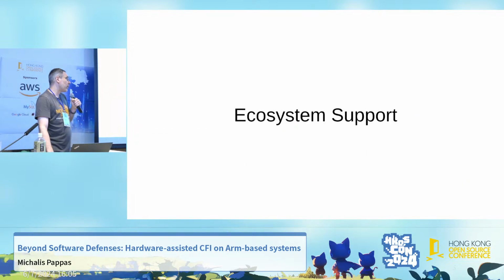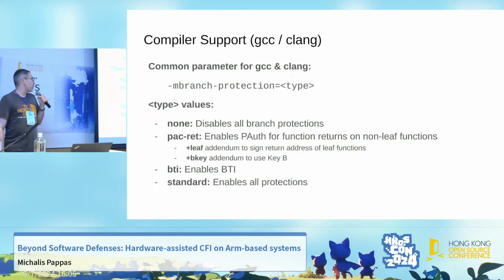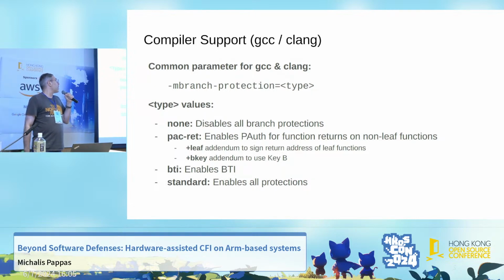Okay, so now that we have all the background, let's see what the current state of support in the ecosystem is. First of all, both GCC and Clang support both Pointer Authentication and BTI. They use the same flag, called branch protection, to control these features. You can choose whether you want Pointer Authentication or BTI, or both, and so on.